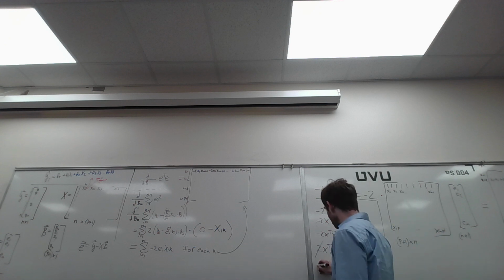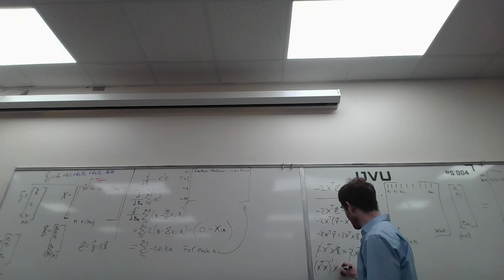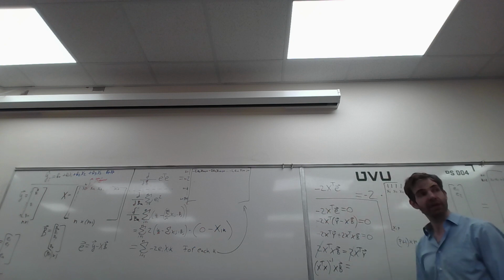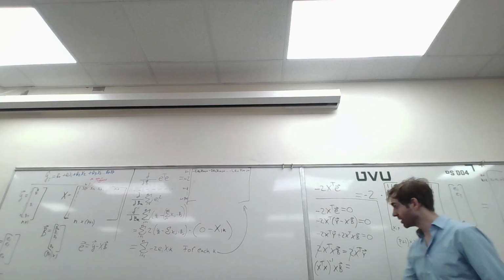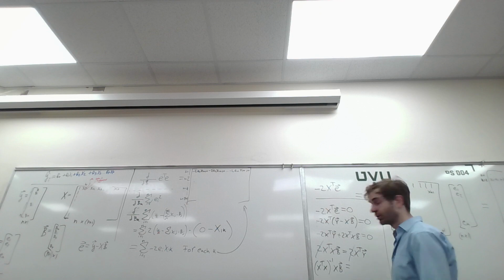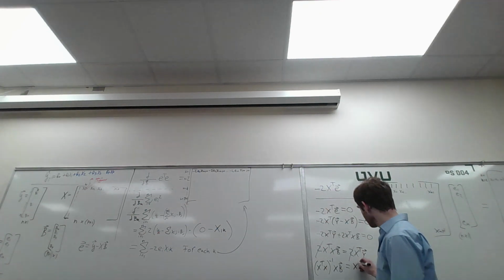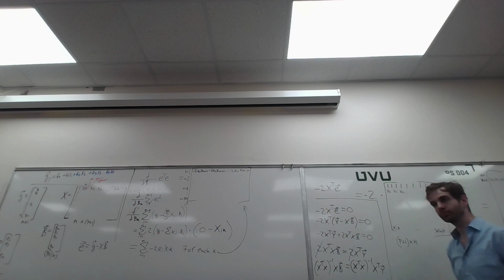So I need to take X transpose X inverse, and I need to multiply that by X transpose X beta, right? Whatever I do to one side of the equation, I must do to the other. Remember, matrix multiplication does not commute. If I multiply on the left over here, I have to multiply on the left over here. Okay? So now I have X transpose X inverse multiplied by X transpose Y.